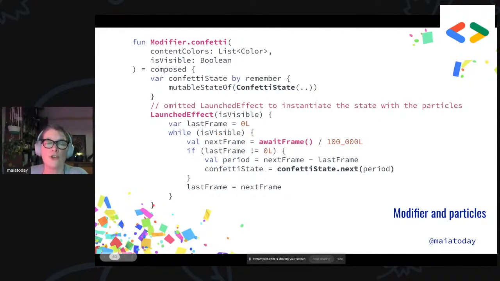Now the order goes through, and is visible becomes true. Then this while loop starts running in a new coroutine. This await frame is a suspend function that will wait for the next frame to appear and give you the nanoseconds elapsed in between the frames. Then there's some calculation around it to get the period, and then you call this confetti state next. So what's happening here is that it waits for each frame, and as each frame comes in, it updates the position of the pieces.